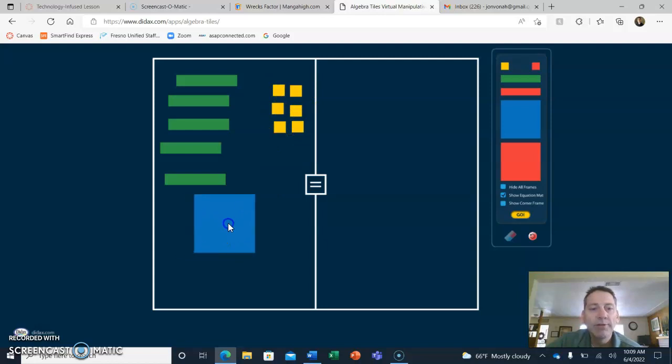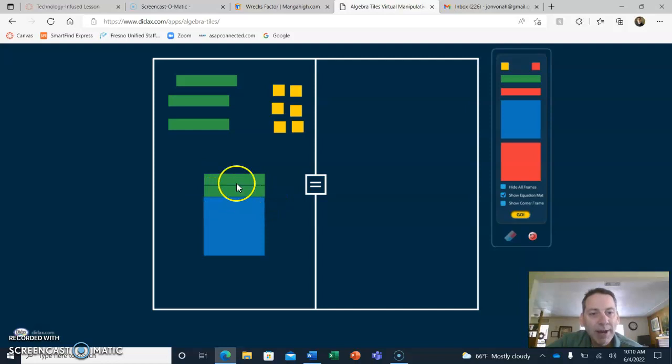So the rules of this are, number one, you have to use all the tiles. Secondly, you have to make a rectangle. And third, you have to make sure that the like sides are touching. So see how these sides match up? I could not do, for example, this because those are not like sides. Okay, I could do this though.